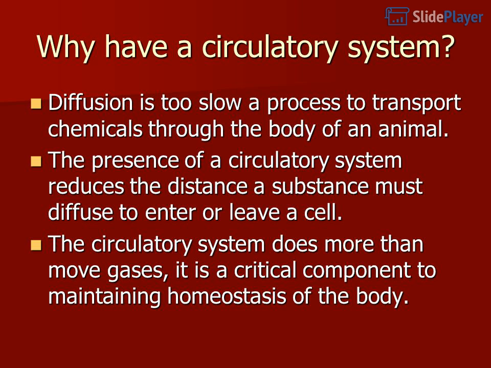Diffusion is too slow a process to transport chemicals through the body of an animal. The presence of a circulatory system reduces the distance a substance must diffuse to enter or leave a cell. The circulatory system does more than move gases, it is a critical component to maintaining homeostasis of the body.